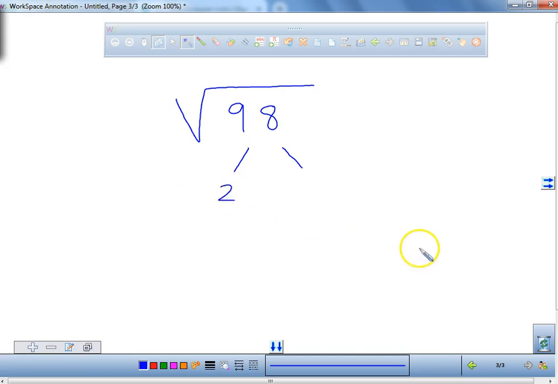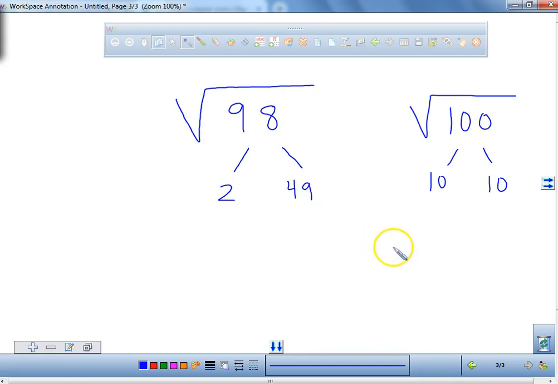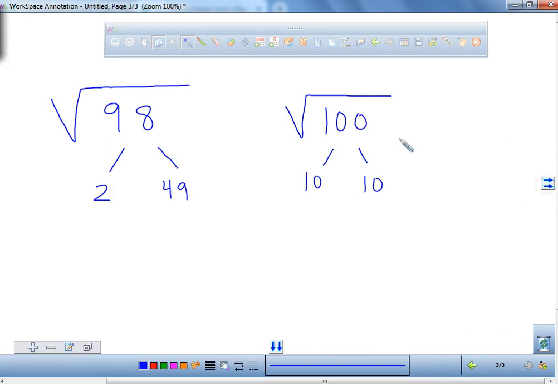Put a 2. Now, if I divide 2 into 98, what is the other factor that would go there? No, not 44. But you're on the right track. Which, by the way, if I said the square root of 100, that breaks down to a 10 and a 10. What's half of 100? Would you agree half of 98 would be pretty close to 50? 49. Okay? Now we know the square root of 100 is equal to 10.